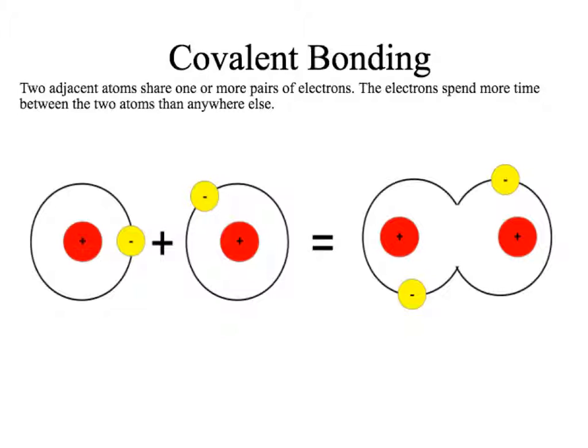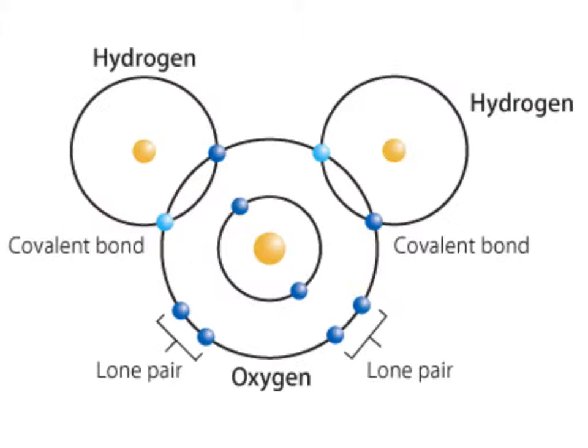Covalent bonding is just the opposite. Instead of one atom giving up an electron and another atom gaining an electron, in covalent bonding, the two atoms will share one or more pairs of electrons. Remember, pairs means 2. So when we talk about pairs of electrons, we're talking about 2 electrons. The electrons spend more time between the two atoms than isolated on one atom or the other. So they get shared between them. Here's an example.